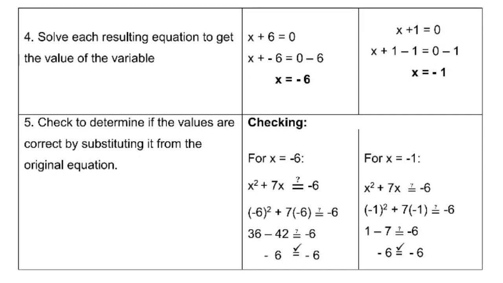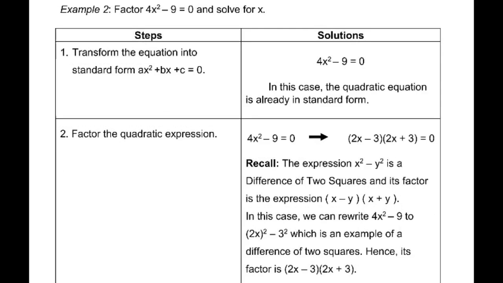Therefore, we can say that the equation x squared plus 7x equals negative 6 has two solutions, x equals negative 6 and x equals negative 1. Example number 2: factor 4x squared minus 9 equals 0 and solve for x. First step is to transform the equation to standard form, ax squared plus bx plus c equals 0. In this case, this is already in standard form, 4x squared minus 9 equals 0.